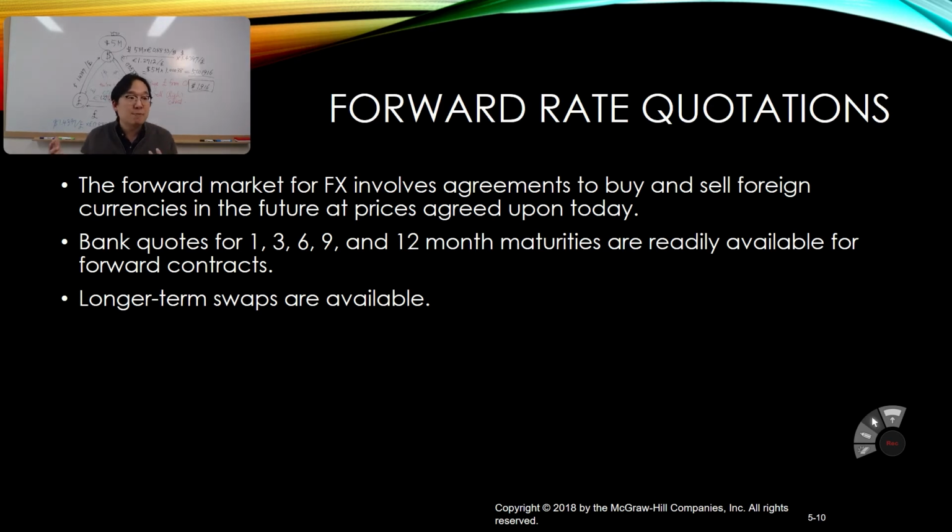The time span could be anything, but there are some more common maturities that people refer to. Those are 1 month, 3 months, 6 months, 9 months, and 12 months. 369, like every multiple of 3 months until 12 months, plus 1 month, are readily available for forward contracts, and then longer term swaps are also available.